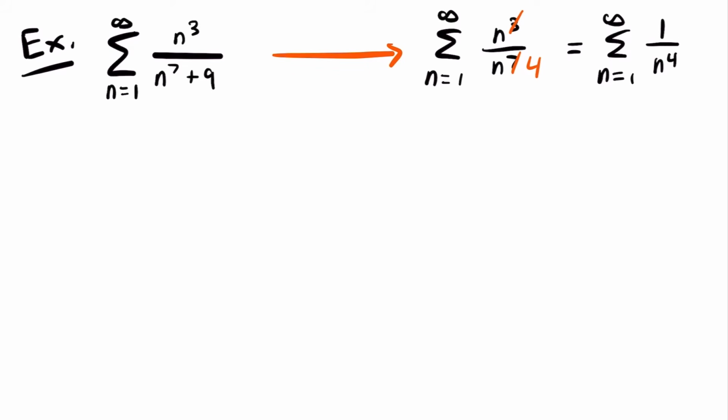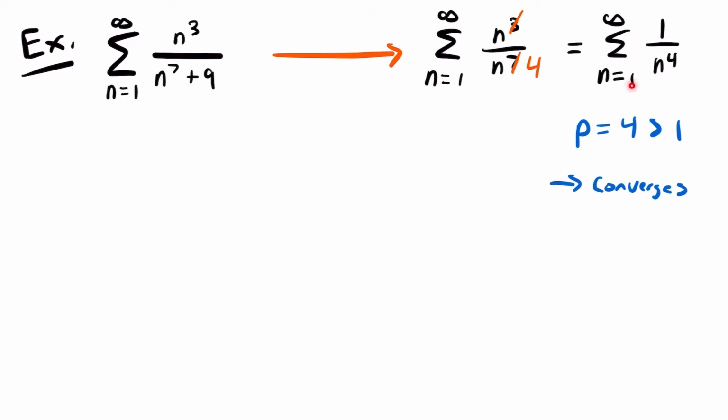And so now you can see that we have a p-series as our comparison series. We have 1 divided by n raised to the power of 4. And so p is equal to 4. That is the value of p for our p-series. And that is greater than 1, which means that this p-series converges.